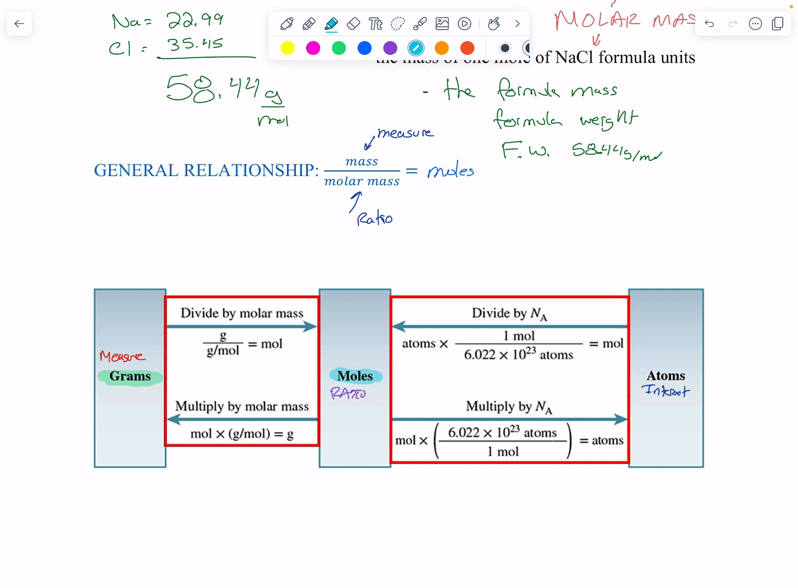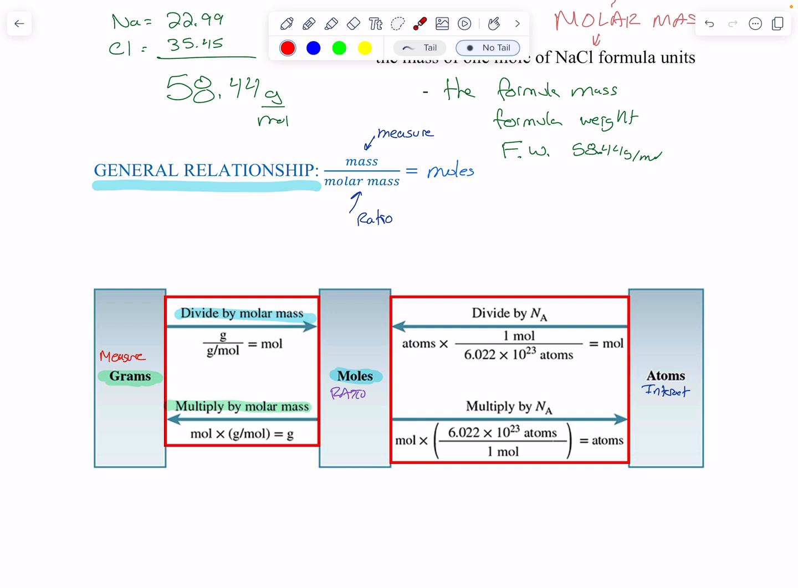So we're going to measure in grams, work in the moles, okay? And so grams, just like this general relationship here, you take the grams, divide by the molar mass, get moles. When we have moles and go back to grams, we multiply by the molar mass. And then Avogadro's number is over here. If we have moles and we want to go to atoms, we multiply by Avogadro's number. If we have atoms and we want to go back to moles, we divide by Avogadro's number. So that's your general relationship, all right?